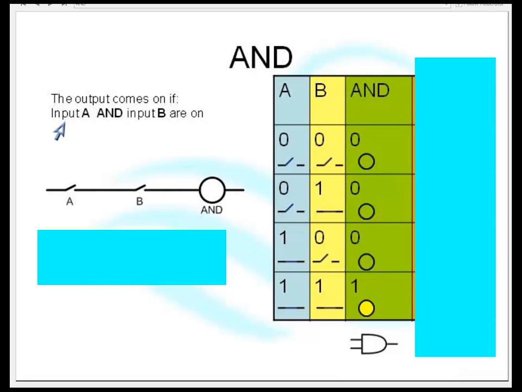Now, the English language for this is the output comes on when input A and input B are on. Input A, that's a noun. That's a switch. Input B is a noun. That's a switch. And we have the special word, the magic word, which is and. And tells us we wire in series. So if you write out the English sentence, the output comes on when input A and input B are on, it tells you we've got a switch called A, we've got a switch called B, and we've wired them in series. So writing out the sentence helps us build the circuit.